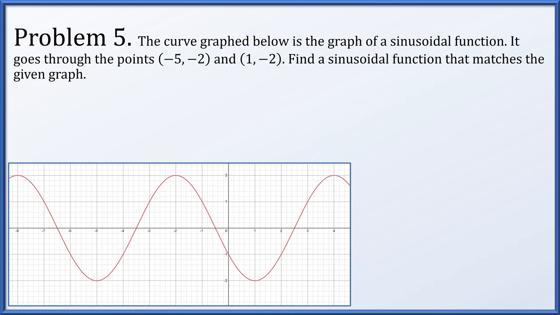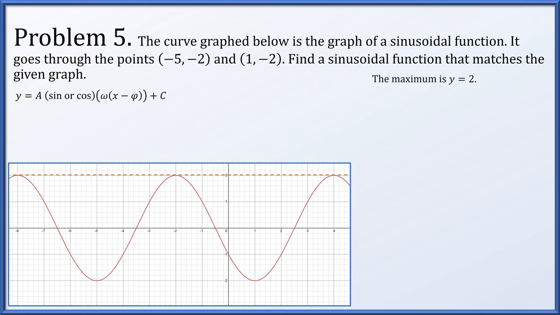Problem 5, we're given the graph of a function. It's a sinusoidal function. It goes through the points negative 5, negative 2, and 1, negative 2. And what we should do is find a sinusoidal function that matches the given graph. So we want some a times either a sine or a cosine of the quantity omega times x minus phi, all plus c.